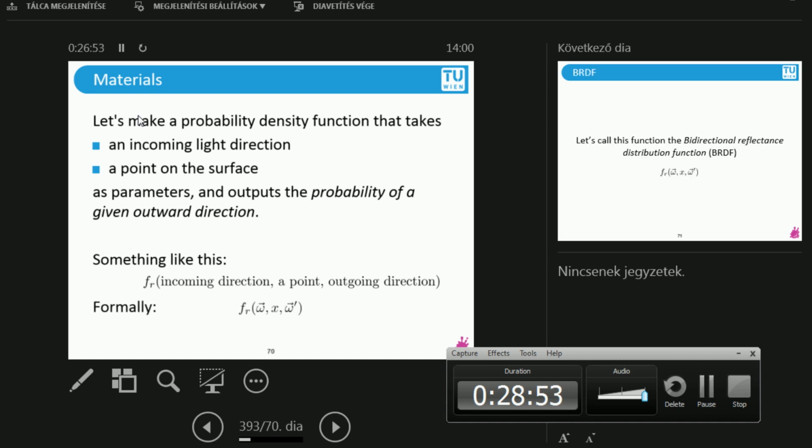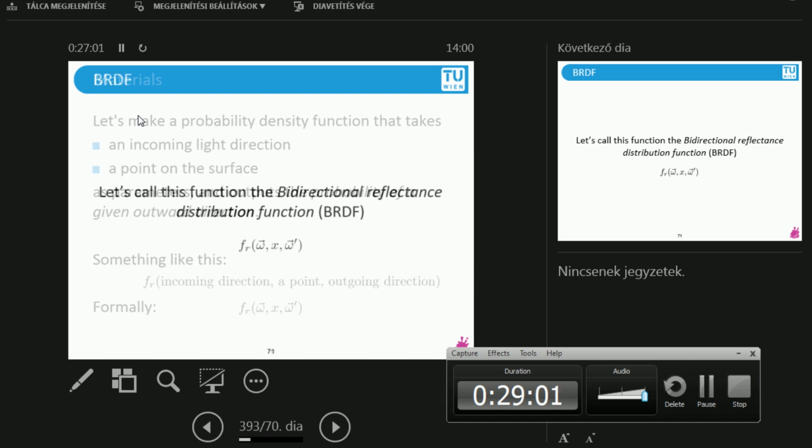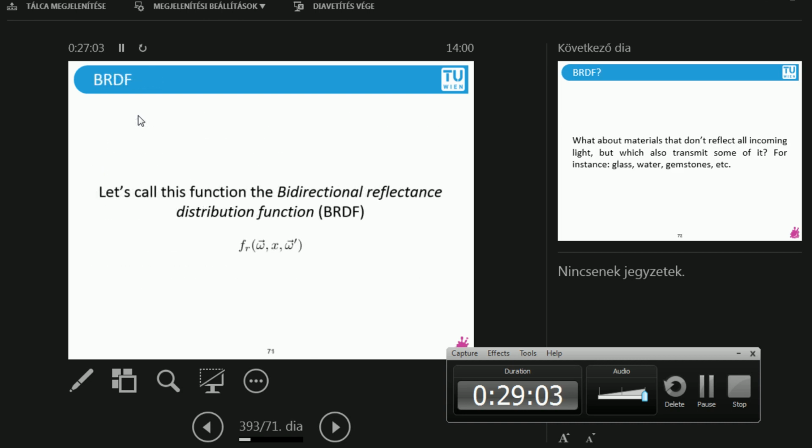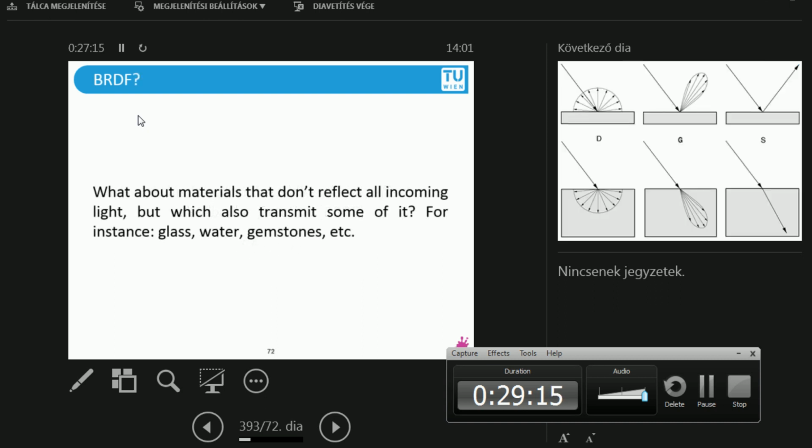And this is how we will write it formally. Omega is an incoming direction. X is a point in space that we choose. And omega prime is the outgoing direction. And this we call the BRDF, or bidirectional reflectance distribution function. So this is a very complicated name for something that's very simple. BRDF. Now, what about materials that don't reflect all incoming light?